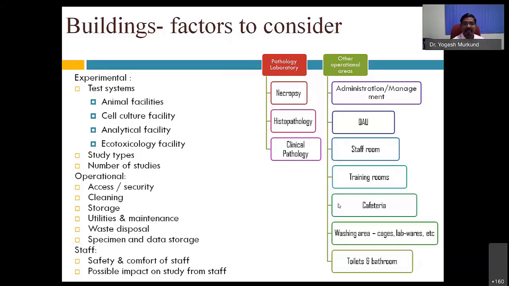Basically in operational areas, even your washing areas for cages and labware, you need to have special separate spaces for that. Now coming to the staff, you need to ensure in any case that there is enough safety and comfort for the staff also.